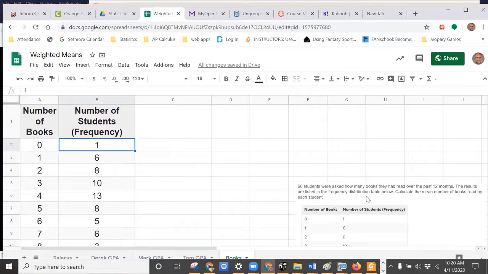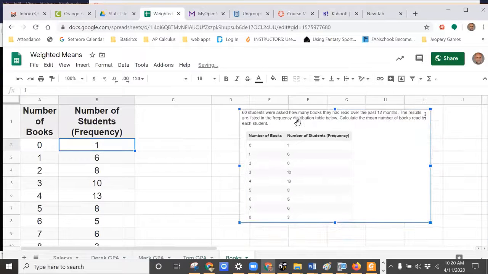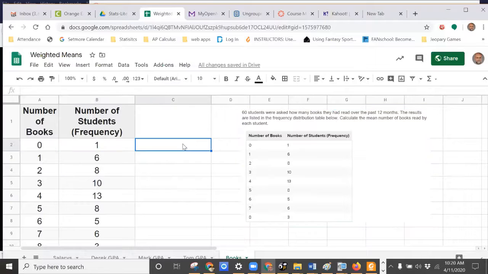We want to know on average how many. It says the 60 students were asked how many books they had read over the past 12 months. This is the tally. On average, how many books were read by these students? So I'm hoping you realize to do this, what are we going to do? I hope I said multiply. We're going to multiply the number of books times the frequency. So equals 0 times 1, which is going to be 0, right? And we're going to fill down.